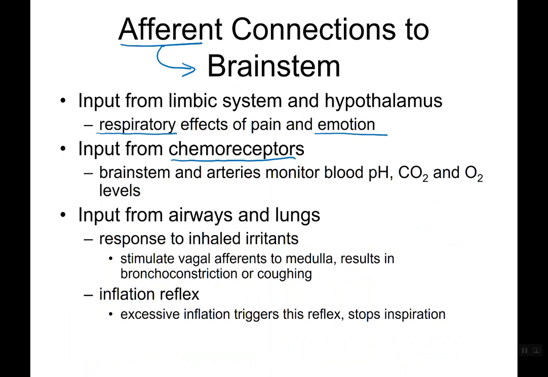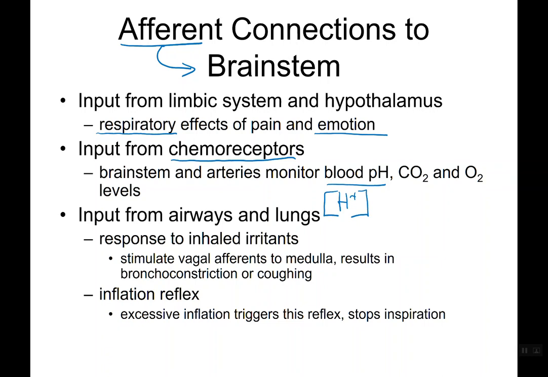So we'll get a lot more into the influence of this system when we talk about the end of the respiratory system. But for now, just know that they detect things like blood pH. So that's how many protons. These square brackets mean concentration. So this is concentration of blood protons, carbon dioxide, and oxygen levels in the blood as well.